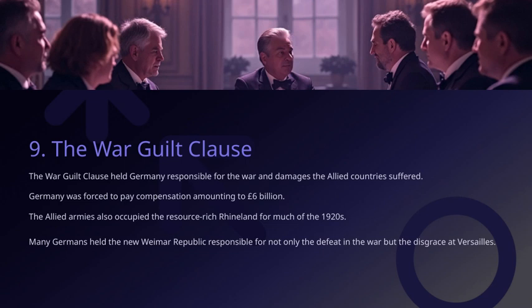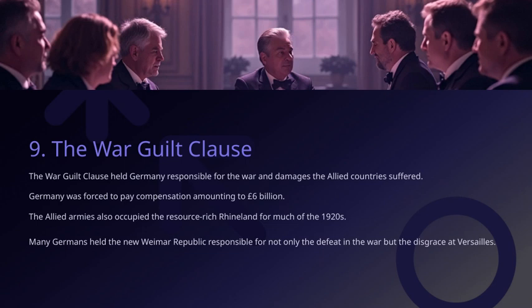This occupation was meant to ensure compliance, but also added to the resentment in Germany. Many Germans saw the Weimar Republic, which was the new government, as weak and responsible for accepting these harsh terms. They blamed the government not only for losing the war, but also for the humiliating terms of the treaty at Versailles. All of these points, responsibility, reparations, occupation, fueled a sense of injustice and contributed to the political and economic instability that followed. This slide highlights how the treaty, while meant to secure peace, also sowed the seeds of resentment and future conflict.